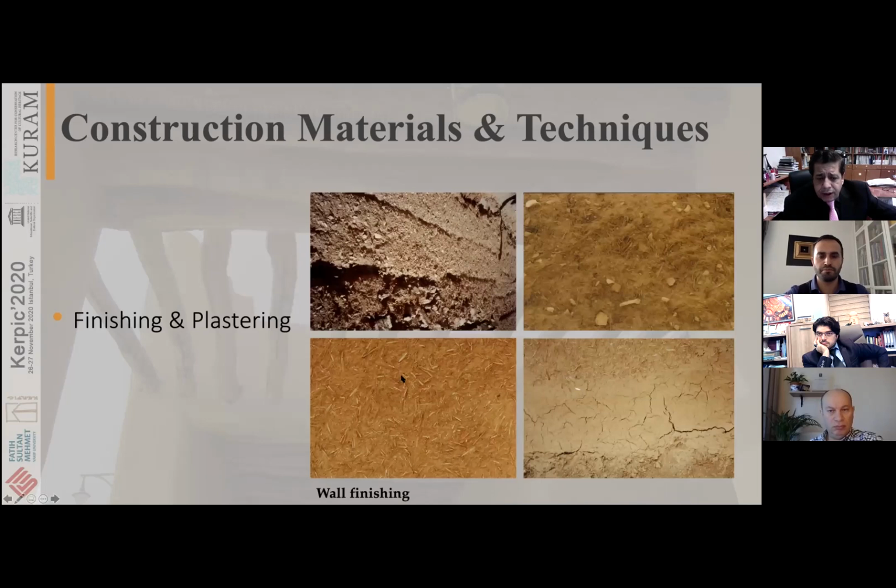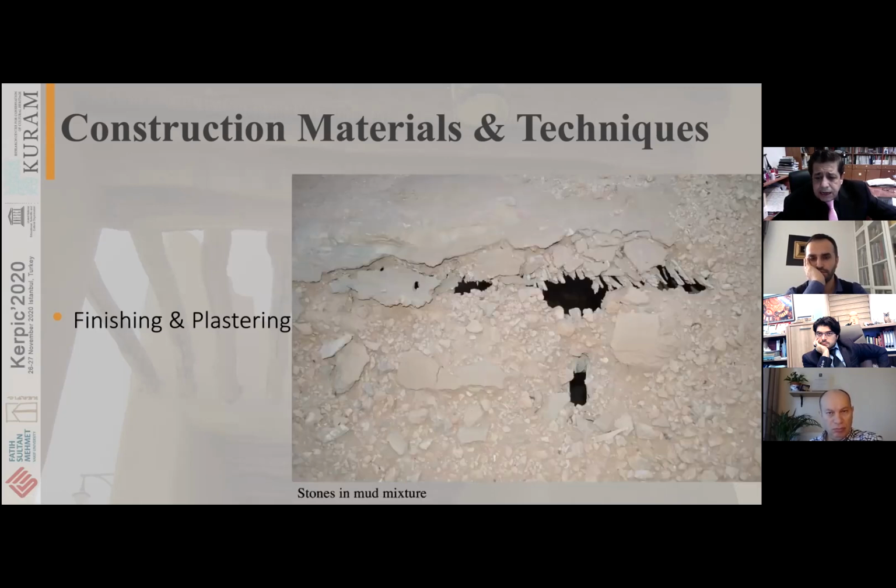The mixture of the finishing and plastering is just fine mud, sometimes with straw or hay to add more strength to it. And on some occasions, stone is added to the mixture in order to add some strength. This kind of addition of stone is very important, because in some areas the soil is very weak, especially where the soil is very salty, so they had to add stones to the mixture.